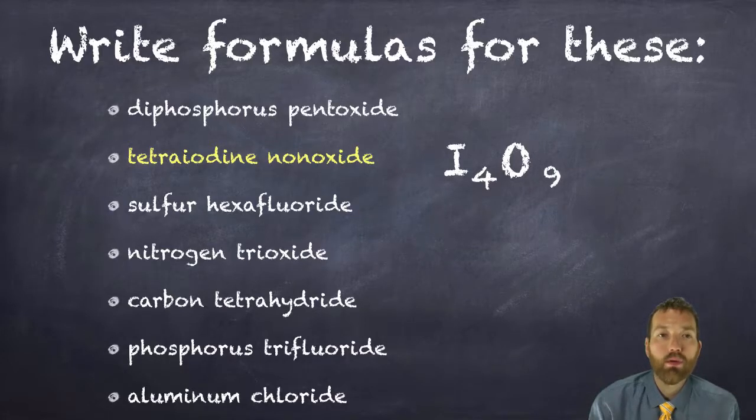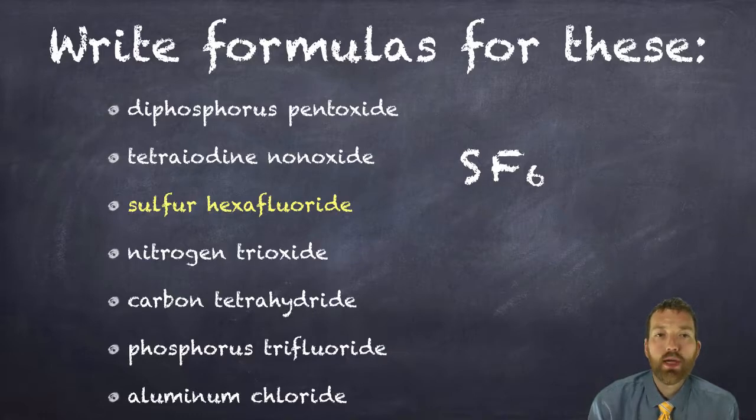So I4O9. Next, we have sulfur hexafluoride. This is a very interesting molecule. We'll talk more about it in class. I have a fun video to show you on sulfur hexafluoride. Try to remind me. So sulfur is just S. I only have 1 of them. And then hexafluoride tells me that my next element is fluorine, and I have 6 of them. Next is nitrogen trioxide. So nitrogen is N, and the trioxide tells me I have 3 oxygens.